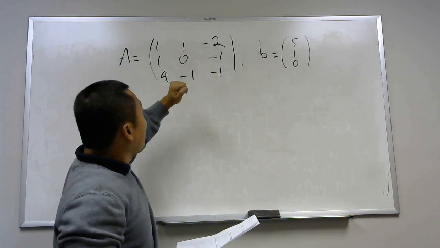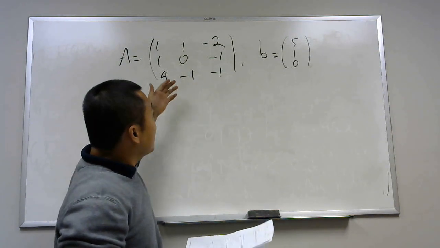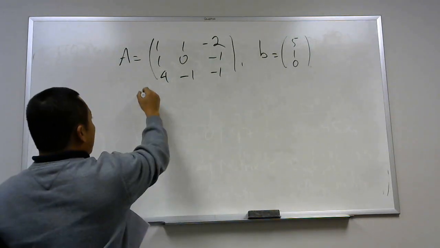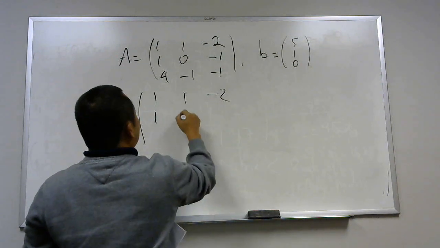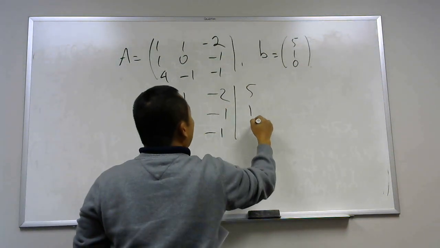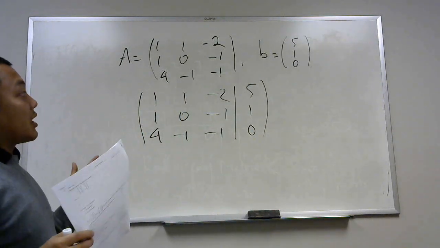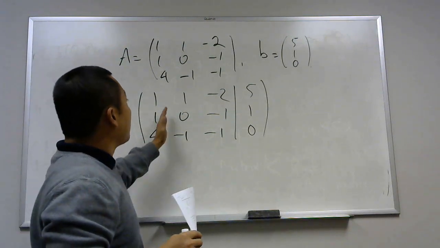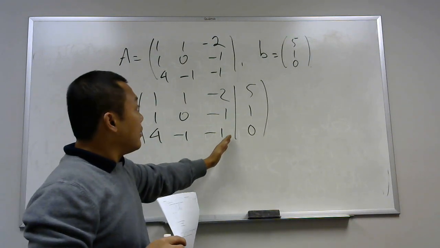That means we have to solve, suppose that it is a linear combination. So we can find coefficients if we can solve the following system: 1, 1, -2, 1, 0, -1, 4, -1, -1, and here we have 5, 1, and 0. So don't forget about that. Because if we want to express some vector as a linear combination of others, we have to write those vectors in the column form. Okay, in the column form.